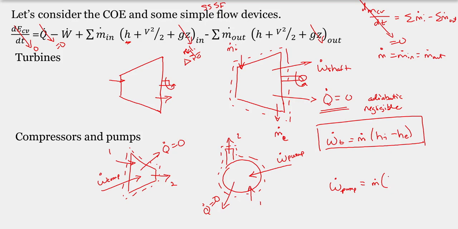For this pump, we know we're going to have the exact same governing equation, except we're going to have H in minus H out. But this term will now be negative because the high energy term is associated with the exit state and the low energy term is associated with the entrance state.